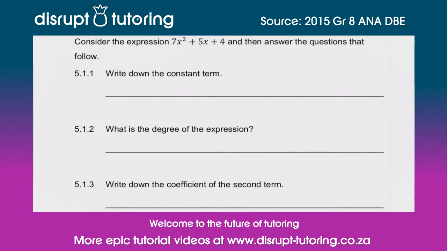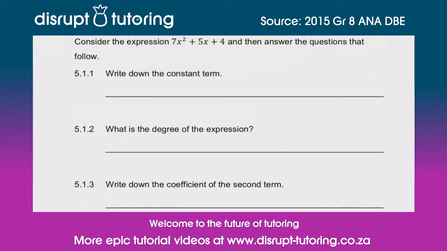So they've given you this expression. They've said to you 7x squared plus 5x plus 4, and then they've asked you a couple of questions related to that expression. Now let's identify what this expression is all about. We know that this is a polynomial. What type of polynomial is it? We know that it is a trinomial. It's a trinomial because we've got three terms. So 1, 2, 3.